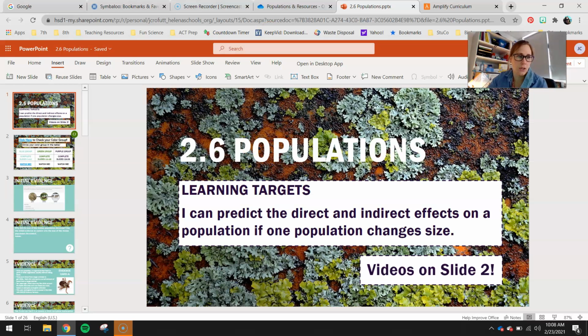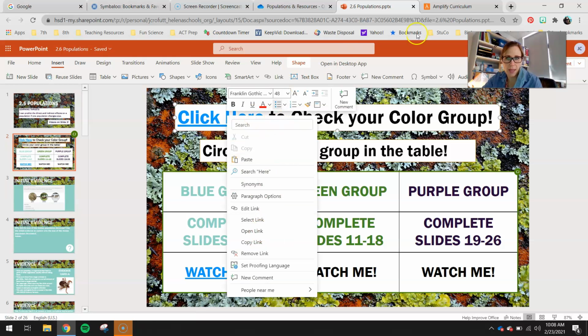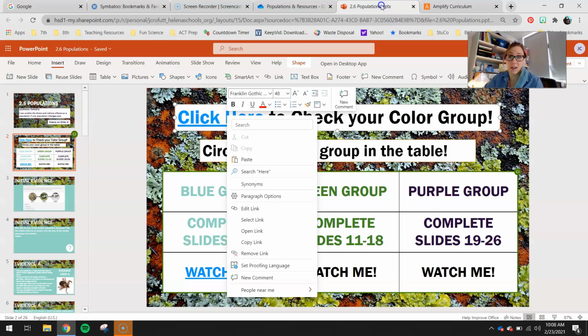So your videos, obviously you found those on slide 2, but let's go double check whether or not you are the green group. So right here you have, click here to check your color group. Go ahead and right click that and open that link. It should pop you into Amplify, and the first thing you should see if you are the green group is this big old tagline that says green group. If you are not green group, get into the correct video for the correct color.